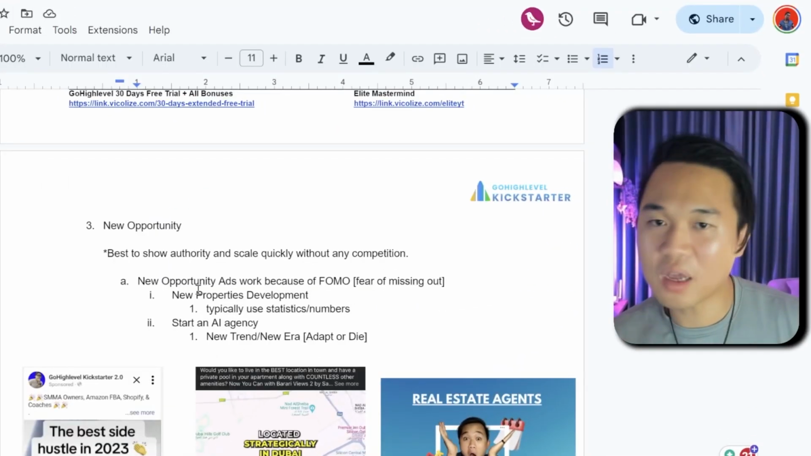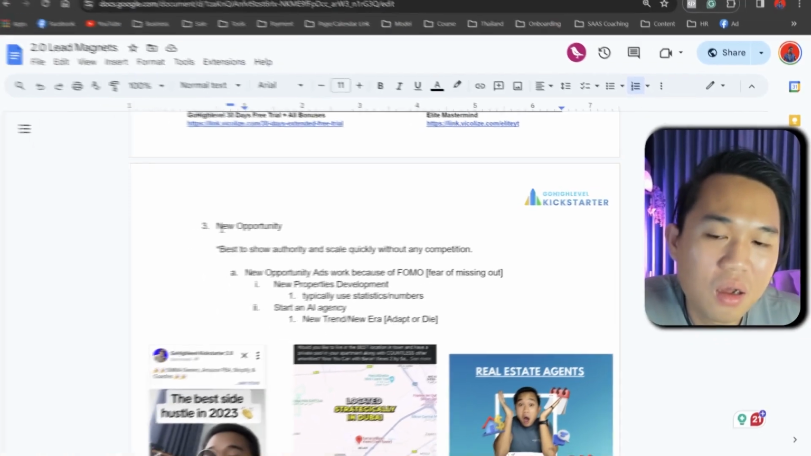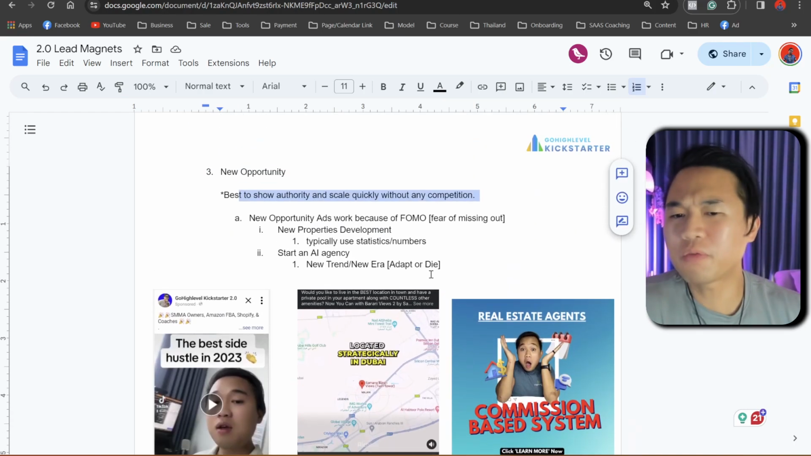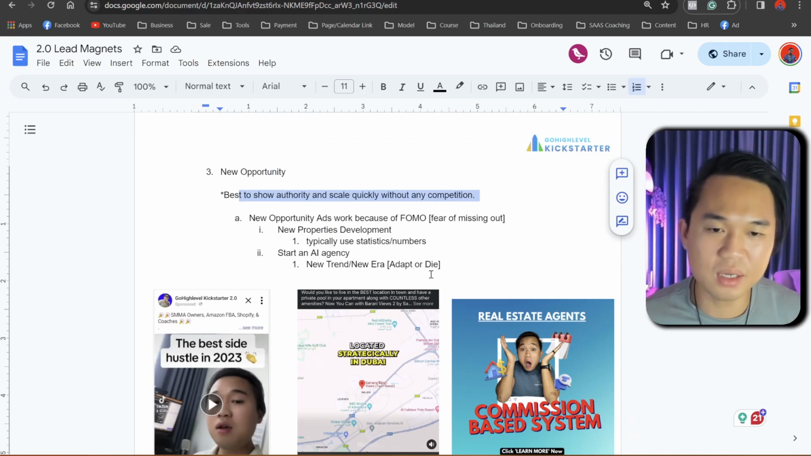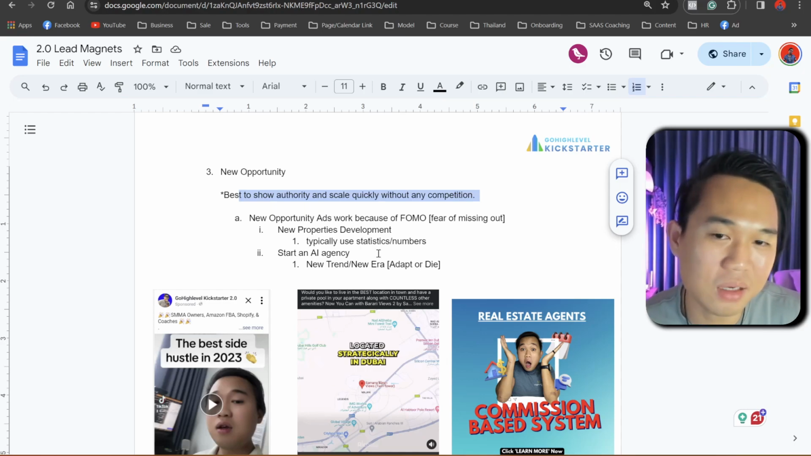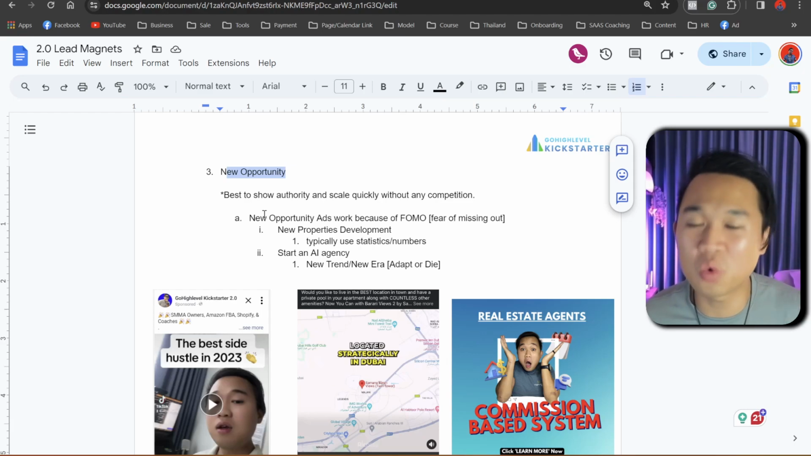Very straightforward. The third type of lead magnet, which is my favorite one, as you can probably tell, is the new opportunity lead magnet, right? This is to show authority and scale quickly without any competition. The book for this that I didn't include is called Blue Ocean Strategy. There's a story of a sea with sharks in it. A red ocean is when there are so many sharks fighting with each other that there's blood everywhere. That's why the ocean turned red. But a blue ocean means you are the only shark in that ocean. And this is exactly what this lead magnet should be: it positions you as a blue ocean. You're the only shark, the only one doing it in the marketplace.